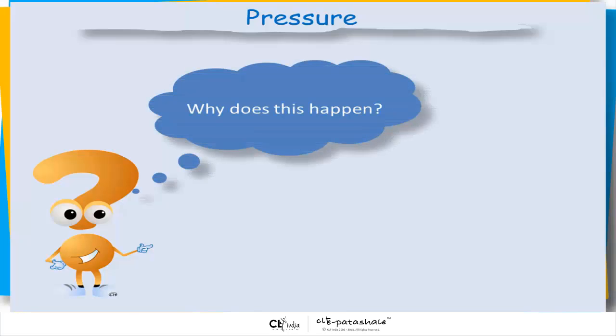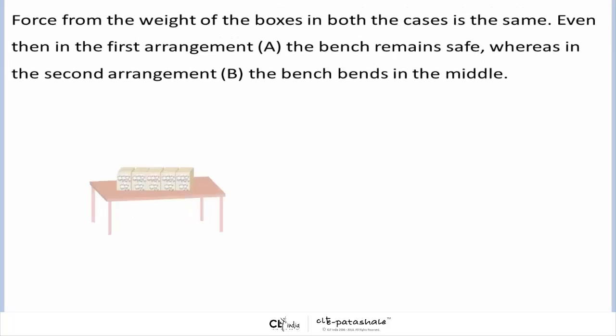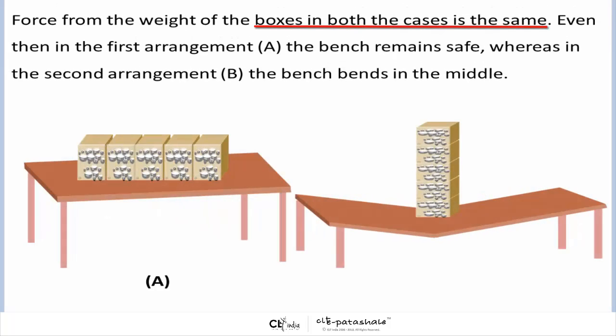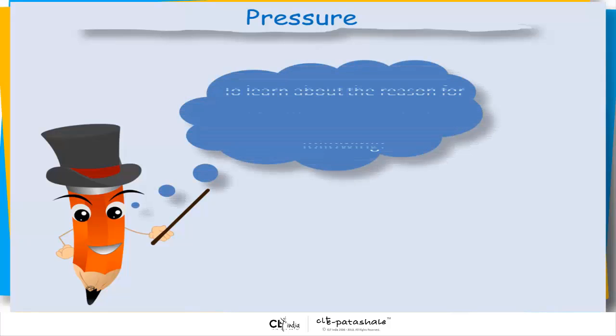Can you tell me, children, why does this happen? Force from the weight of the boxes in both the cases is the same. Even then, in the first arrangement, the bench remains safe, whereas in the second arrangement, the bench bends in the middle. To learn about the reason for this difference, study the following.